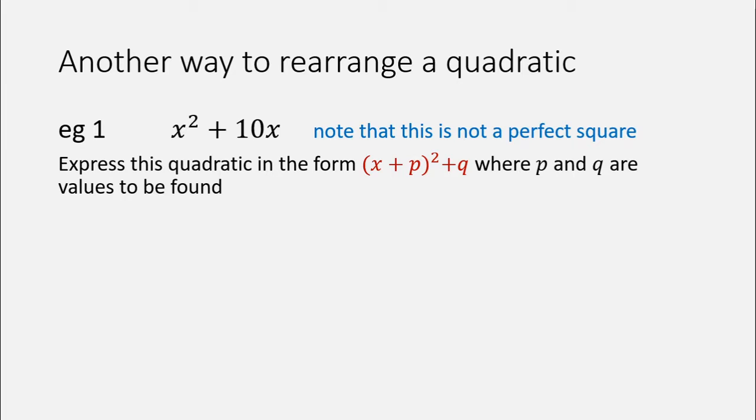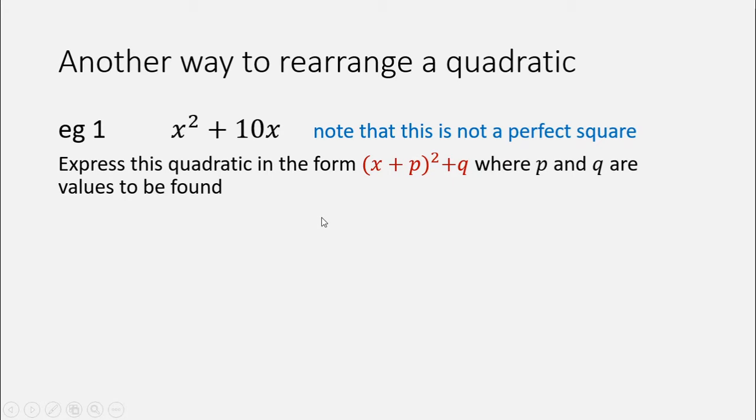So we want to complete the square. We want to express this basically as a squared bracket, but we know there's going to be something extra. So expressing it in the (x + p)² + q format, where p and q are values to be found. That is, these are going to be numbers.